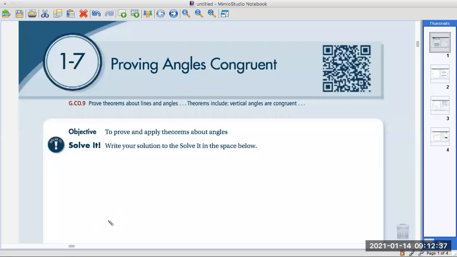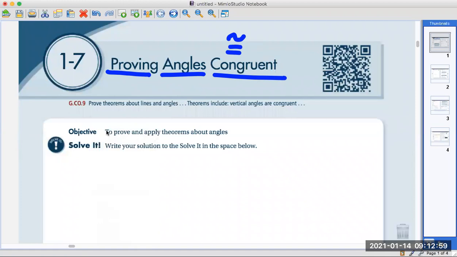Hello, everybody, and welcome to lesson 1.7 in your textbook. It is on page 48, and this lesson is on proving angles that are congruent. Remember, the word congruent means equal in measure, and this is the symbol for it.